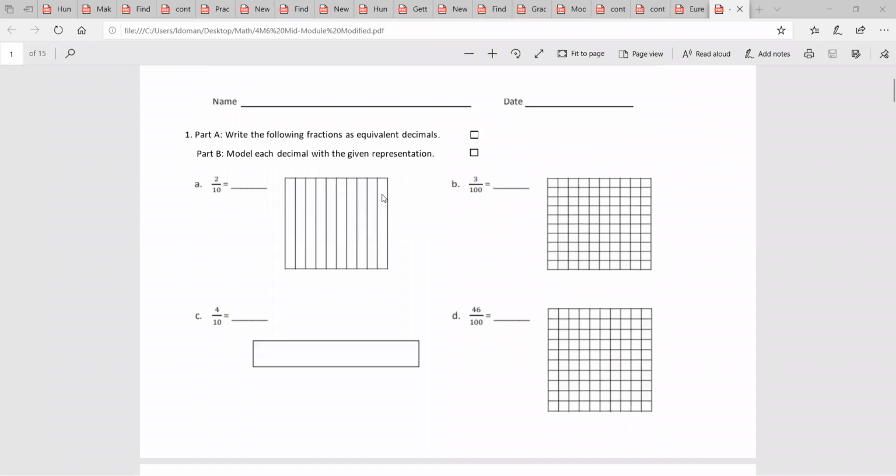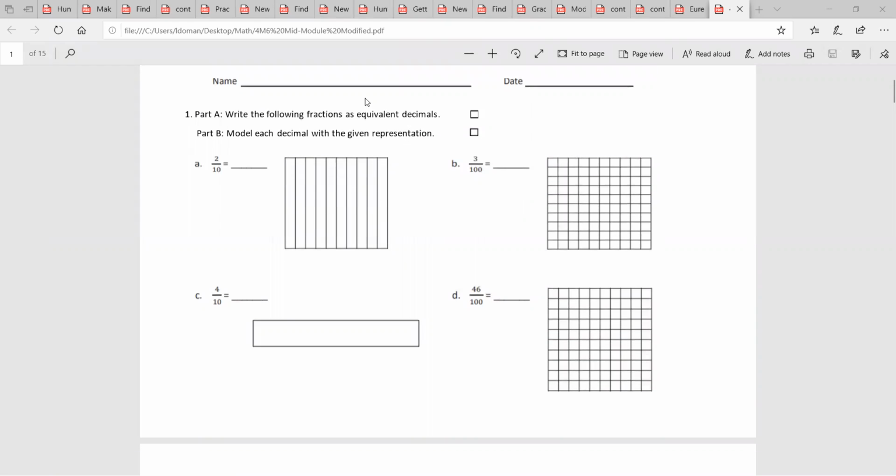Okay, so for number 1, you are going to write the fractions as equivalent decimals, and then you're going to shade them. So this is in lesson 1. You have 2/10 as a fraction. How do you write that as a decimal? How do you shade that on the box? Okay, you're gonna go ahead and do A, B, C, and D.